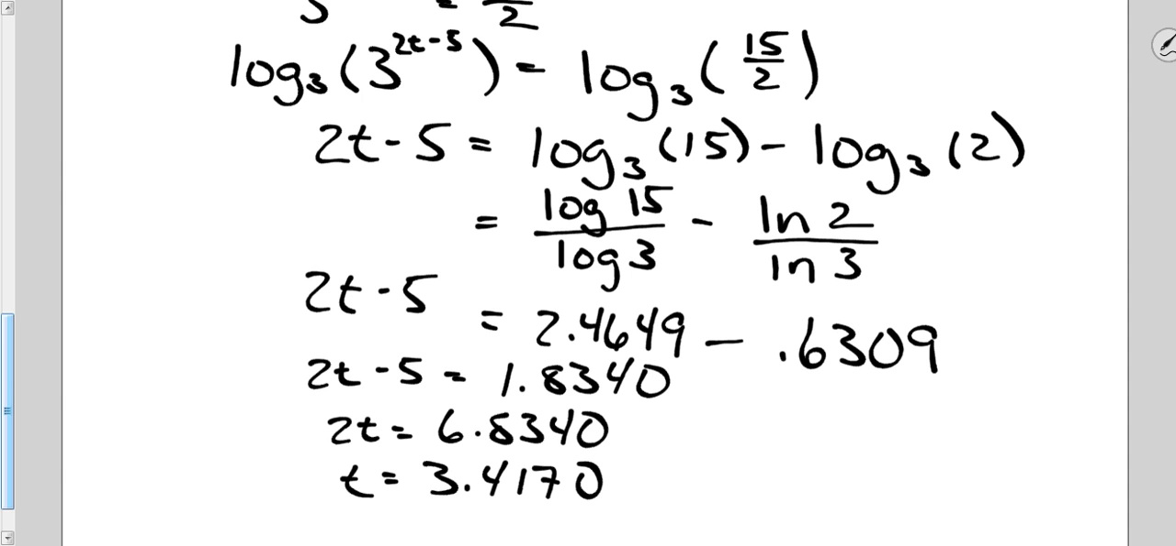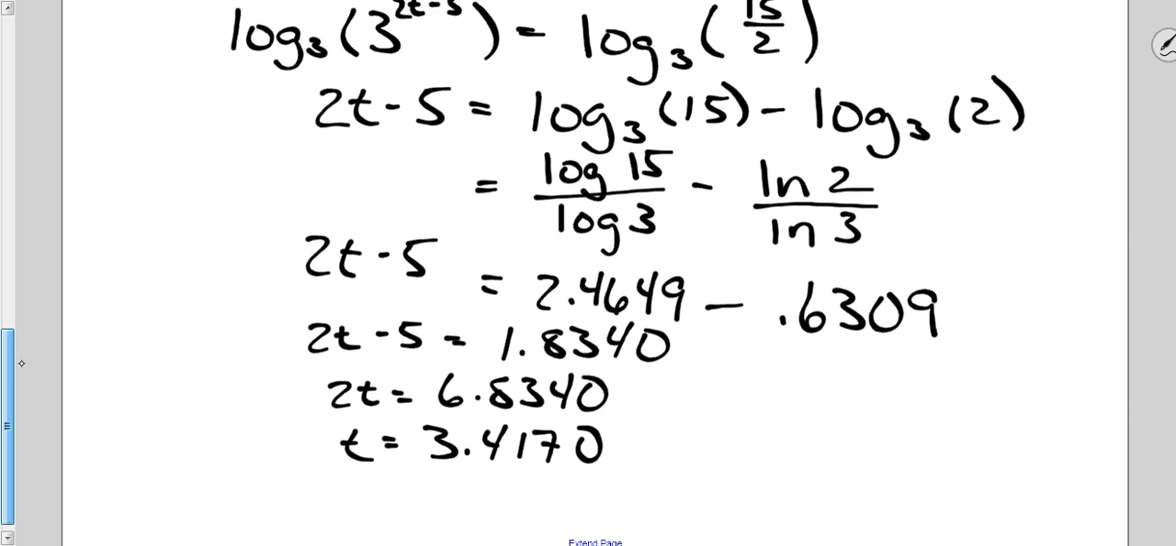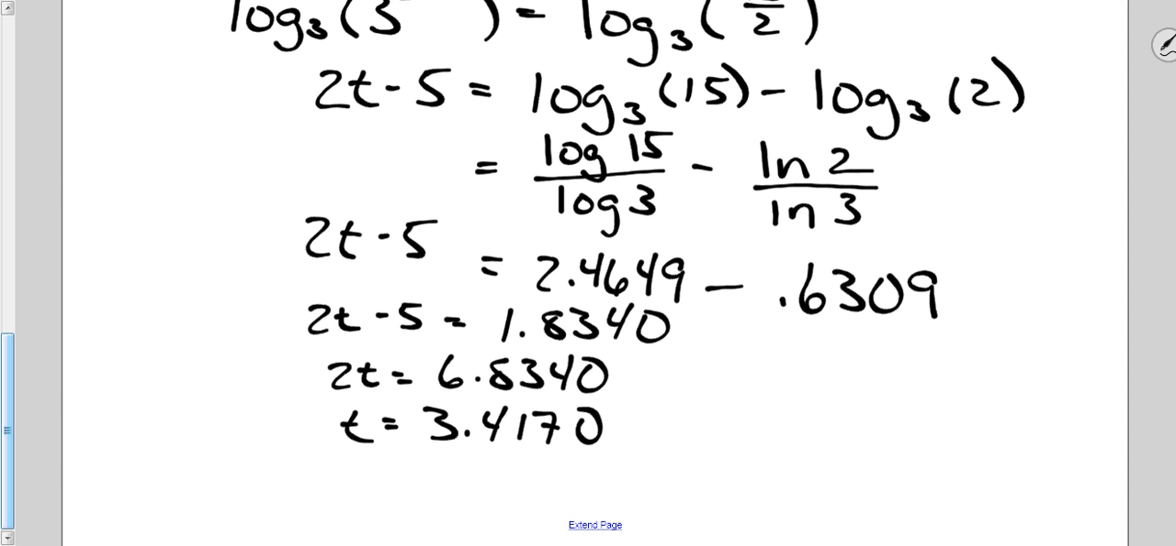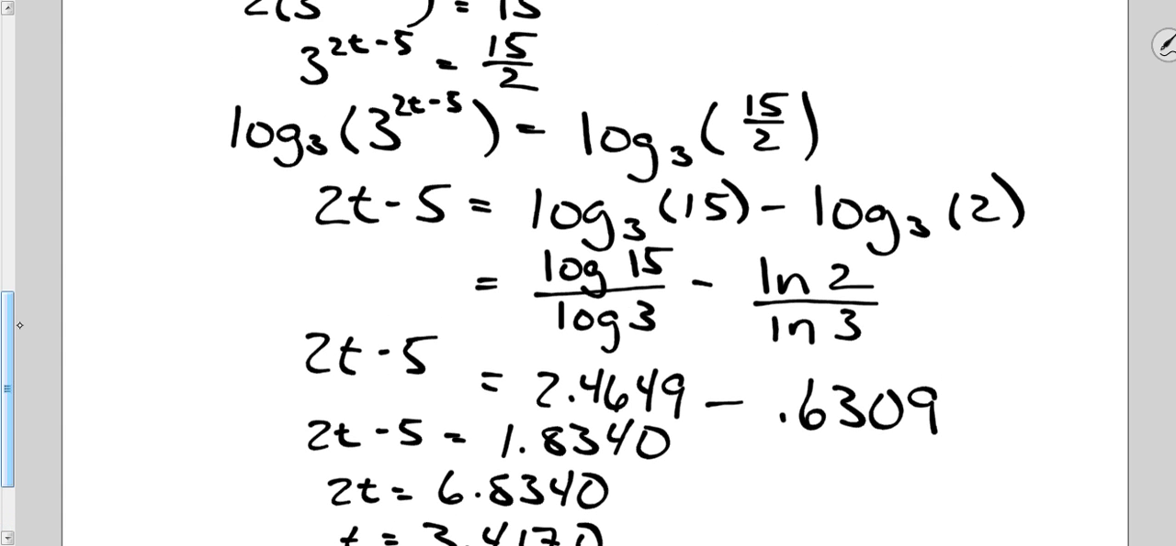Natural logs get 1.8340. Common logs, what do you get? Are we ready to push the I believe button? I believe. No, we were going back here and applying the change of base formula to this to see if we got that.